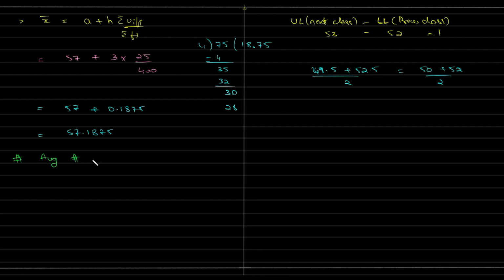So we can end up writing that the average number of mangoes in a box happens to be 57.1875. Okay, what else? We have to mention the method we used. We have used the step deviation method, right? And this is your answer.